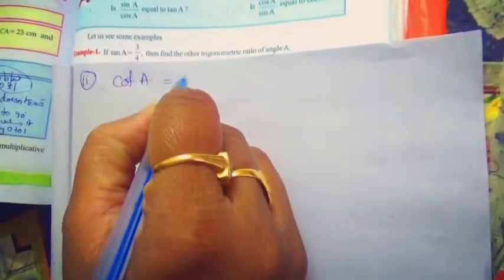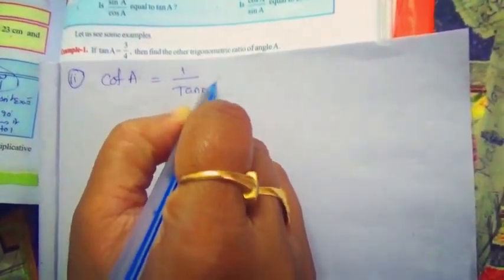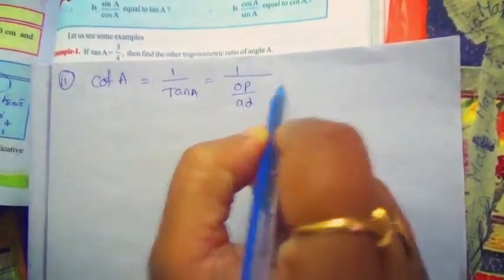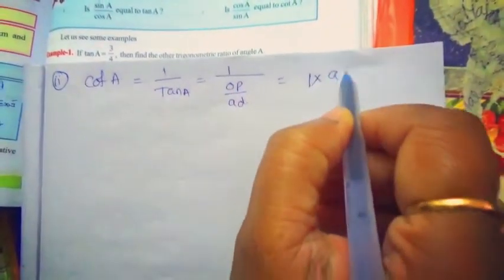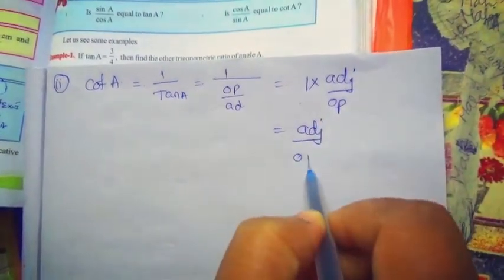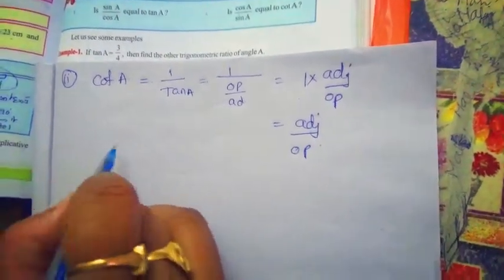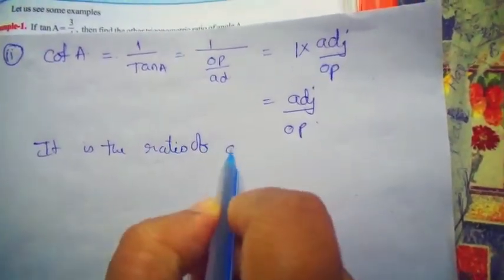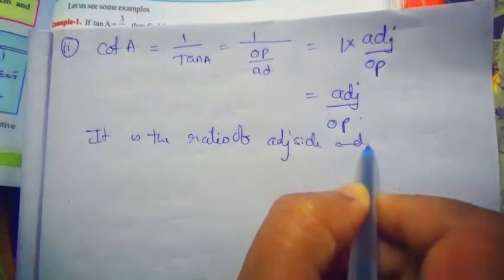Just like that, next is cot A, the reciprocal of tan A, which means 1 by tan A. That is opposite side by adjacent side, and the reciprocal brings adjacent side by opposite side, that is, the length of the adjacent side by the length of the opposite side. Hence it is the ratio of the adjacent side and the opposite side.